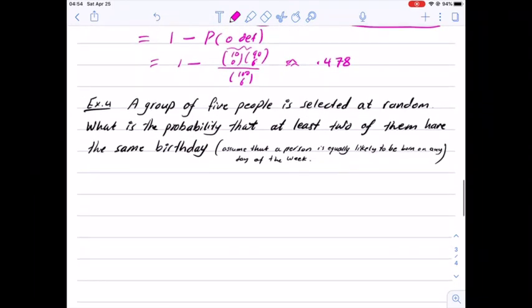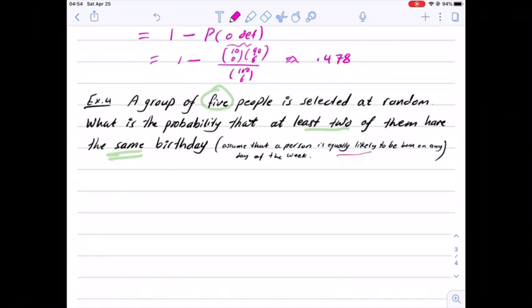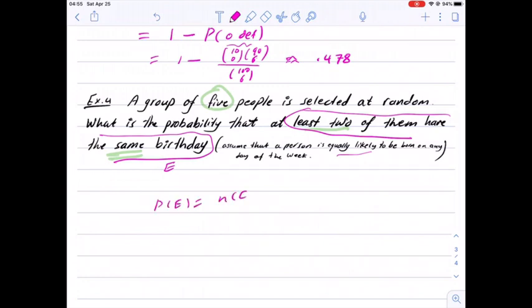Now this example: a group of 5 people is selected at random. What is the probability that at least 2 of them have the same birthday? We assume that a person is equally likely to be born on any day of the week. So for this problem we have the event that at least 2 of them have the same birthday. This is the event E. So the probability of E is the number of outcomes of E over the number of outcomes of the sample space.